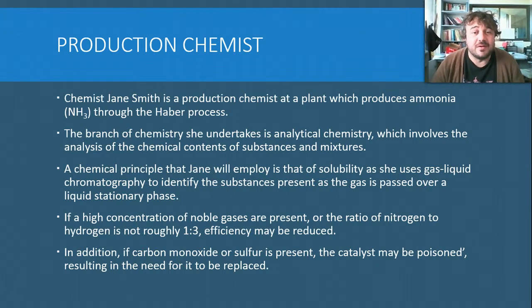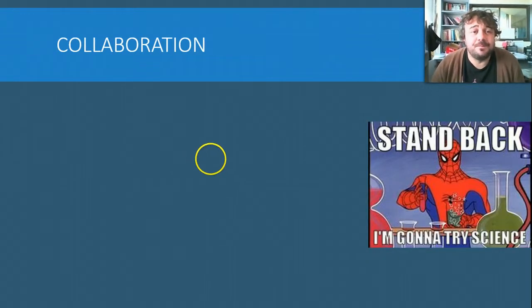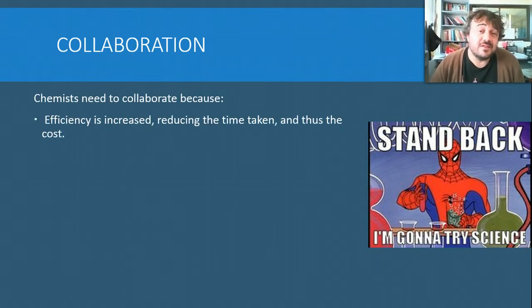So that's essentially an analytical chemist or a production chemist, but an analytical chemist working in industrial chemistry. So, why then will scientists or chemists collaborate? This is really important as well. You need to do it because efficiencies increase. So you've got more people. If you've got something like the Haber process, it's a many-step process. So if you've got different people working at different stages of it, you don't need to move from one stage to the next. You can just keep it running as it goes.